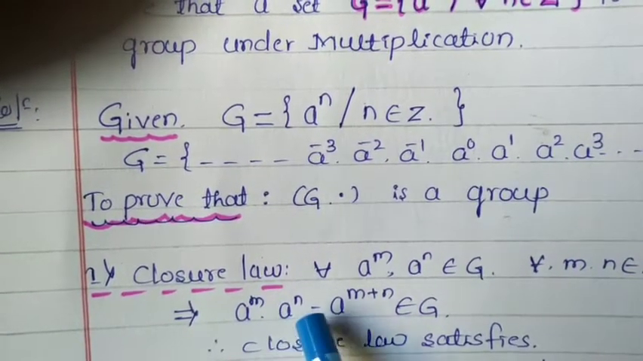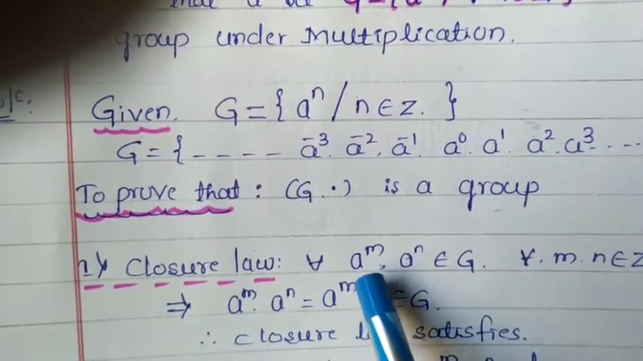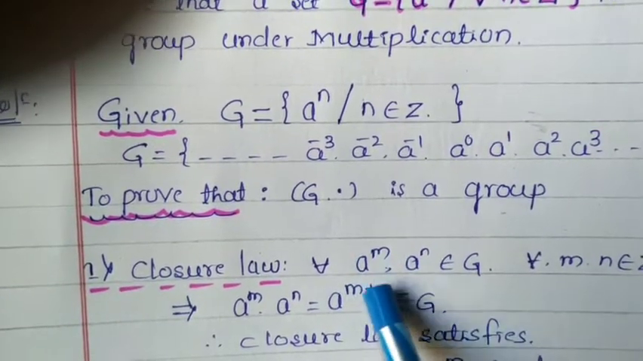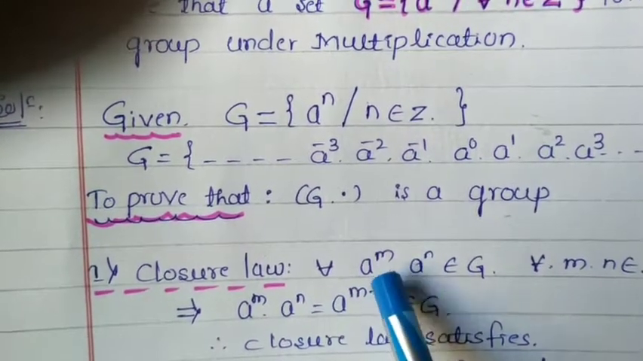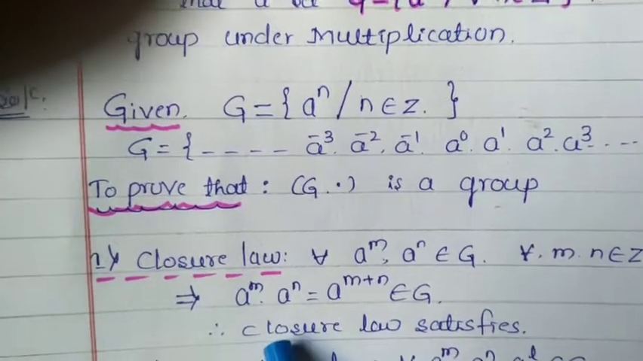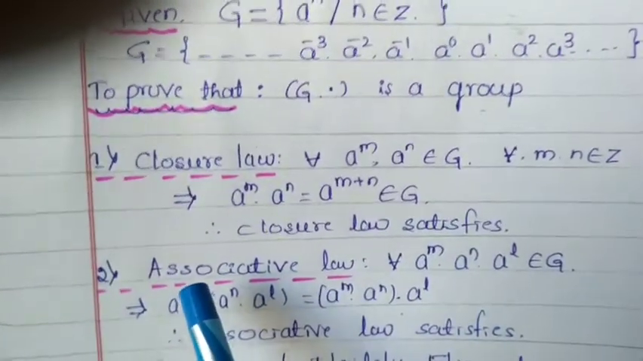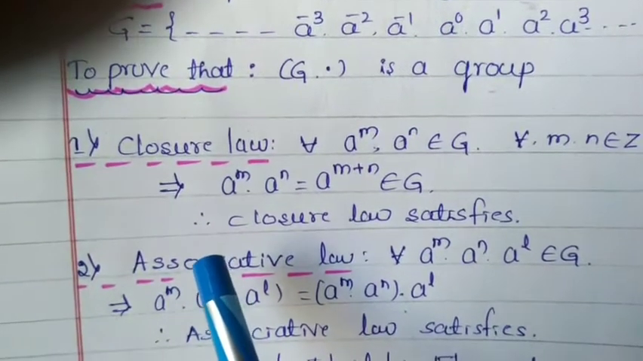This implies a raised to m into a raised to n is nothing but a raised to m plus n. This m plus n is also an integer. Therefore, a raised to m plus n belongs to G. Therefore, the closure law is satisfied. Next, consider the proof of the associative law.